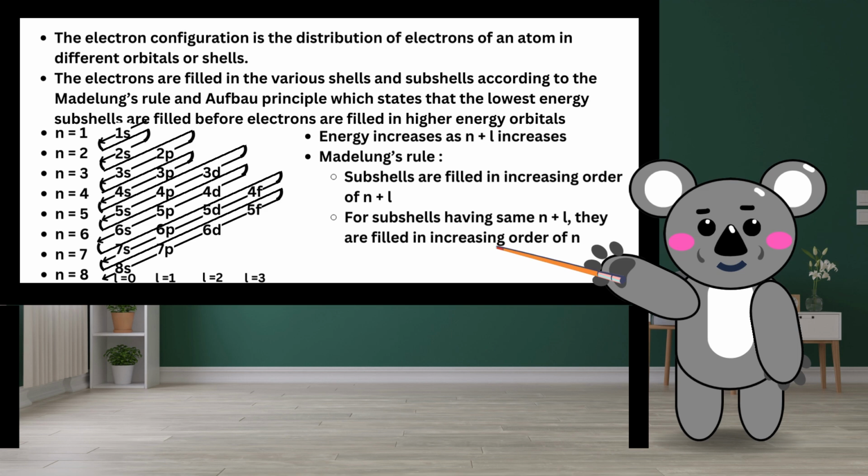The electron configuration is the distribution of electrons of an atom in different orbitals or shells. The electrons are filled in the various shells and subshells according to Madelung's rule and Aufbau principle, which states that the lowest energy subshells are filled before electrons are filled in higher energy orbitals. Energy increases as n plus l increases, Madelung's rule. Subshells are filled in increasing order of n plus l. For subshells having same n plus l, they are filled in increasing order of n. The figure shows the order in which the electrons are filled in the subshells.